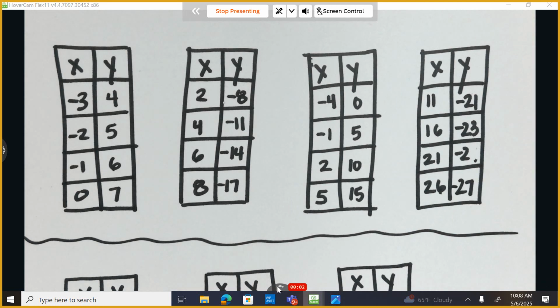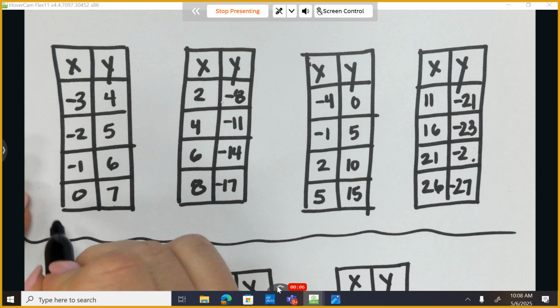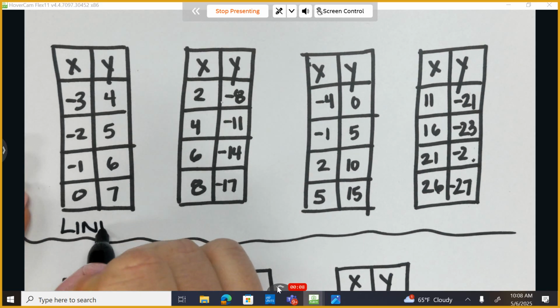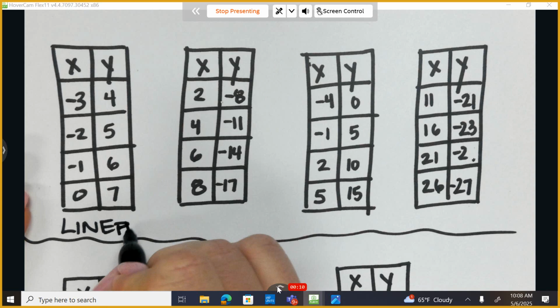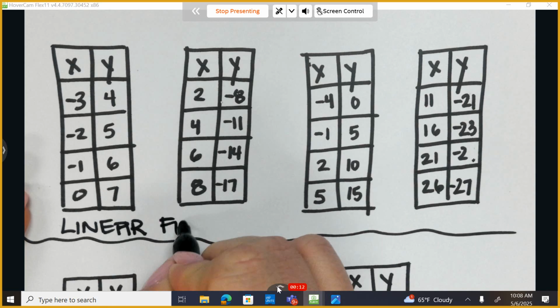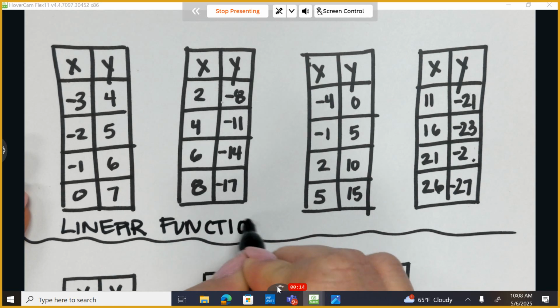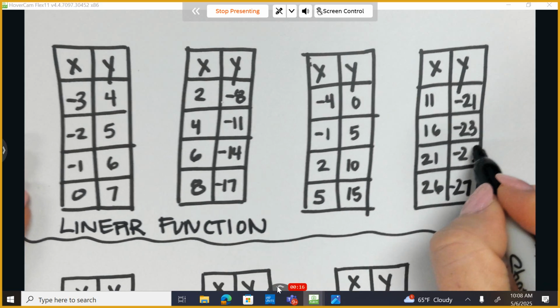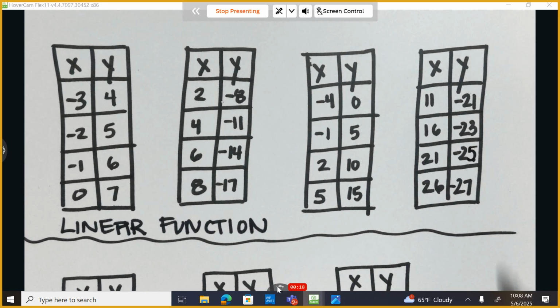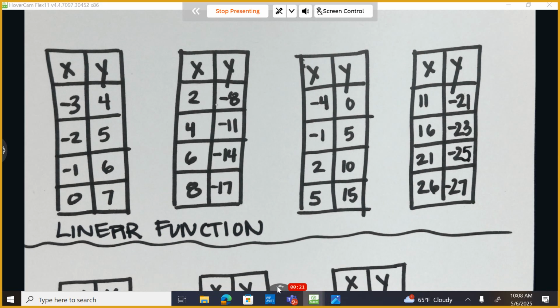These first four examples are examples of linear functions. So I would like you to go down below and write linear function. Also, please put a 5 off to the side. It's not just -2, it's -25.